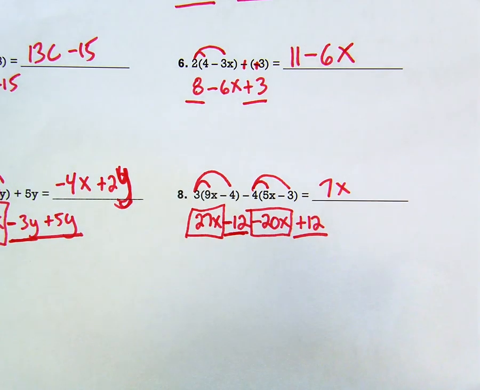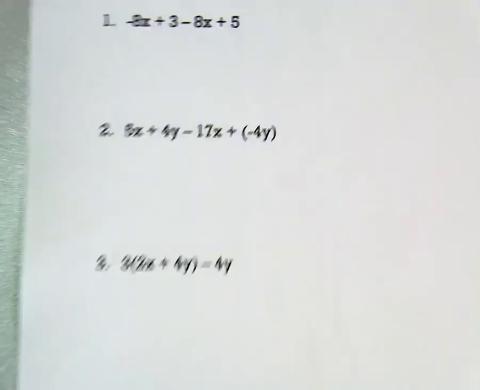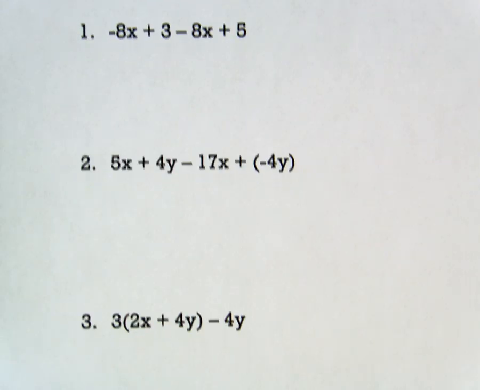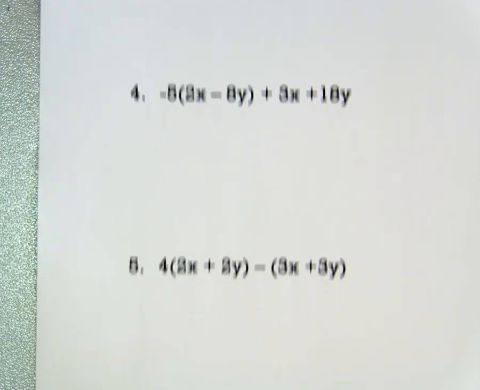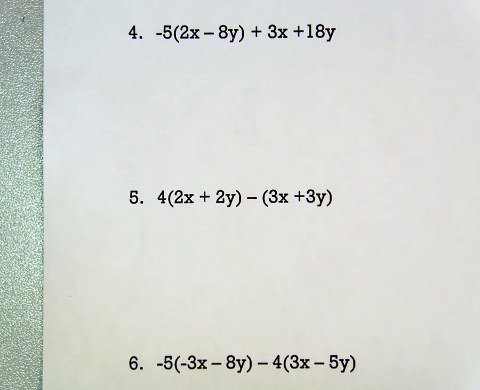Okay? Alright, so we have a few for you to try now. There's 6 problems for you. Alright, so make sure you pause and write them down if you need to. There's 3 of them. And here's our other 3. After you've written all those down, go ahead and try them. And then check to see how you did.